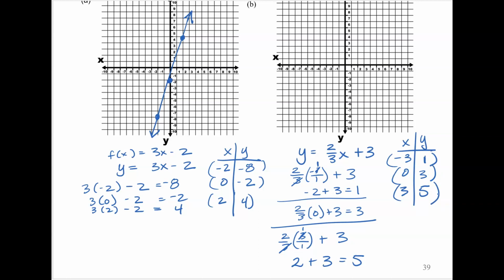And then I'm going to go ahead and plot those. So -3, 1; 0, 3; and then 3, 5.